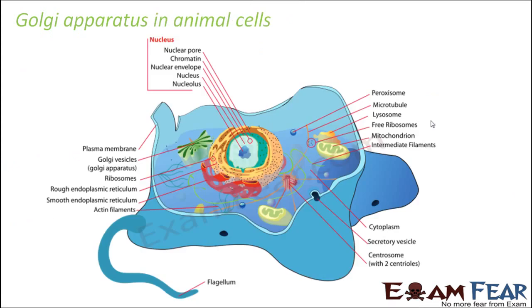Let us see where the Golgi apparatus is present in animal cells. So this is an animal cell, and where do we see the Golgi apparatus? Here it is. So this is the Golgi apparatus. If you see, this face is towards the nucleus, this face is away from the nucleus. So they are the cis and trans phases.